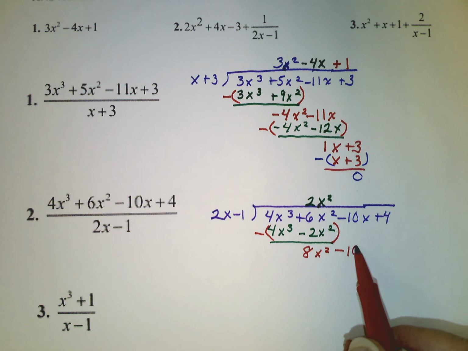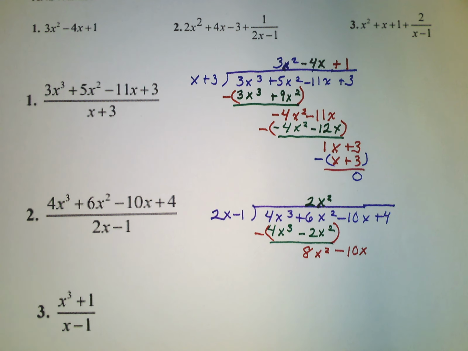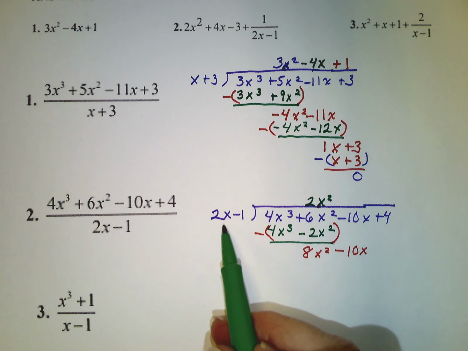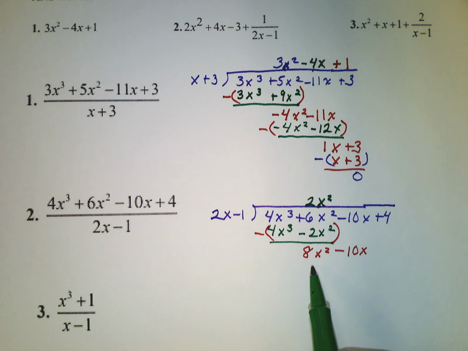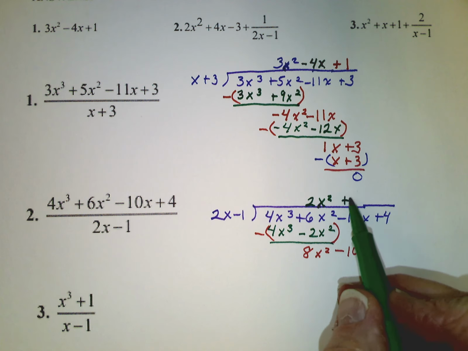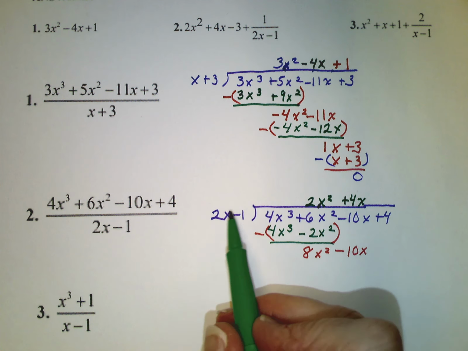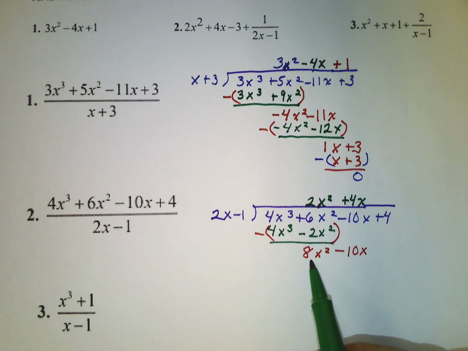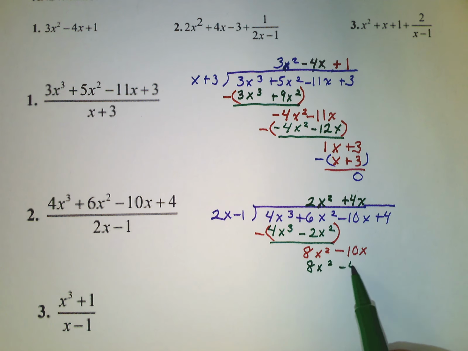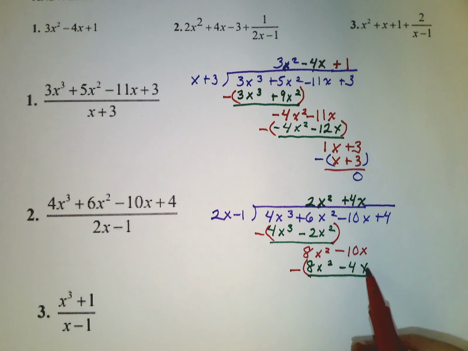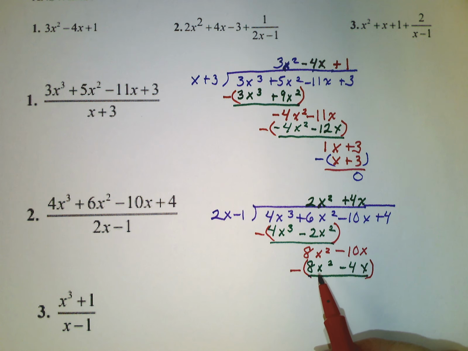Bring down the next term and continue to divide. So this time we're dividing a 2x into the 8x squared, which would have to be a 4x, a positive 4x. And we're going to take that positive 4x now and multiply it times this whole divisor. So we have 8x squared minus 4x. And subtract. They should cancel out, they do.